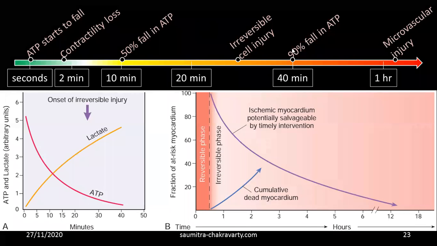Now, at 40 minutes, there is a 90% fall in ATP. So, by that time, there's pretty much nothing to do about that particular cell, but we try to salvage the cells that are still not at the irreversible stage of injury. Okay. And after about 1 hour, you'll see microvascular injury. Okay, and that list goes on. The thing is that the ATP falls and the lactate rises. So where does this lactate come from?